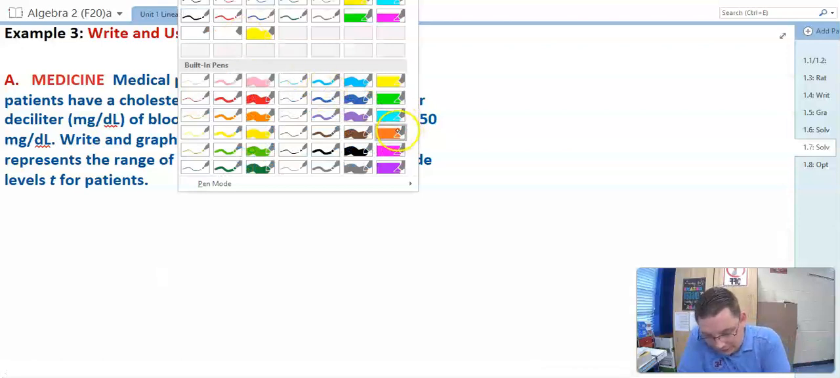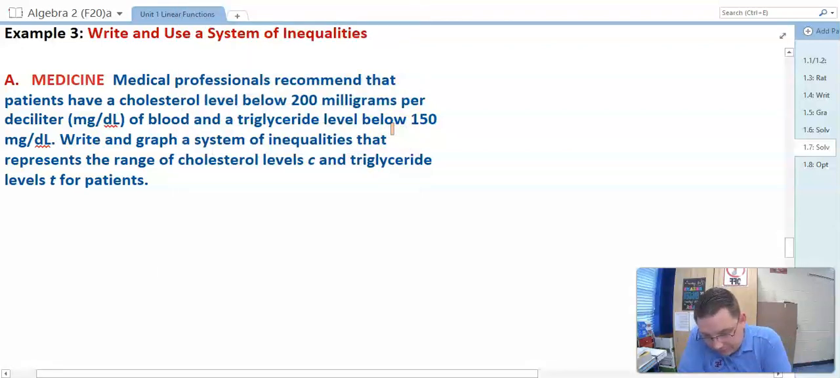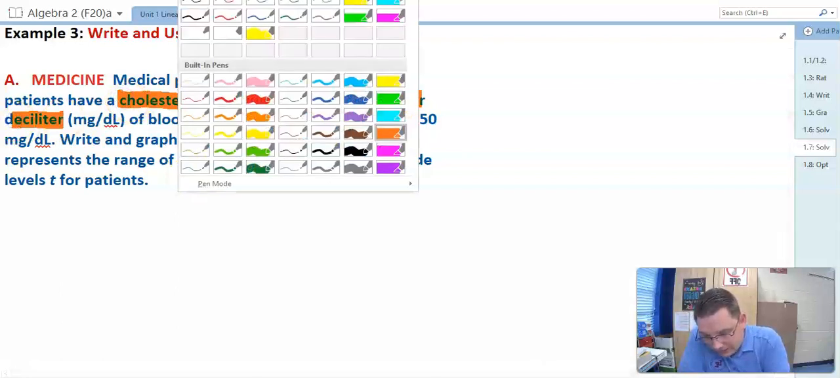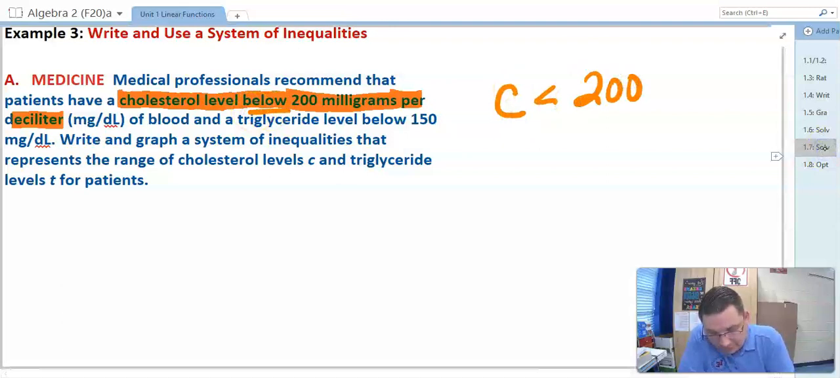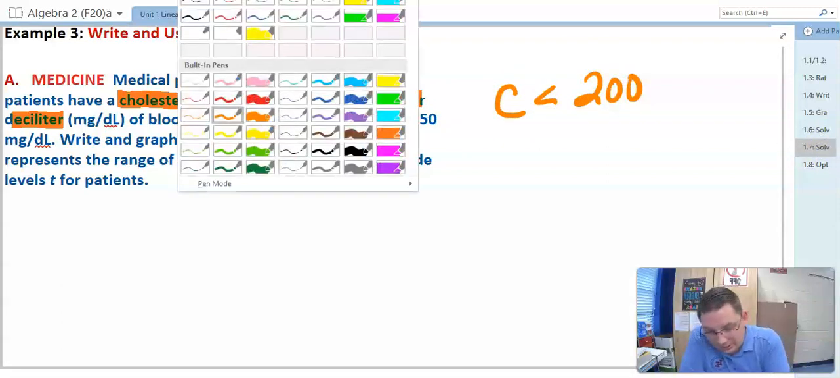Now, this problem is actually easier than what you're thinking because our two variables are what? So let's first highlight here. I'm going to use orange and blue here. So my cholesterol level has to be what? Below 200 milligrams per deciliter, right? Because of the units. And so my C has to be below what? 200 milligrams per deciliter. That's the units on it, right? That's my first inequality. Not as hard as it looks, right?